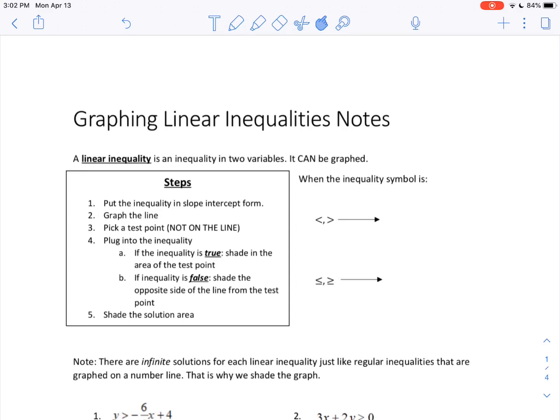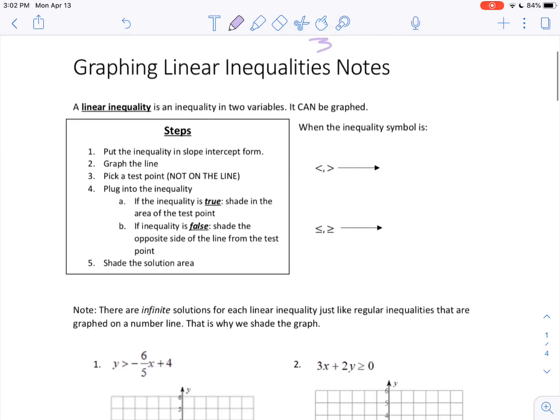Okay, so instead of, remember, inequalities were like this. I had a number line, let's say x is greater than 3. I do parentheses, and I shade to the right, right? It looked like that. So I'm still going to be shading, but it's going to be on a graph.